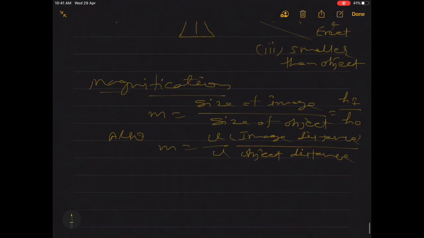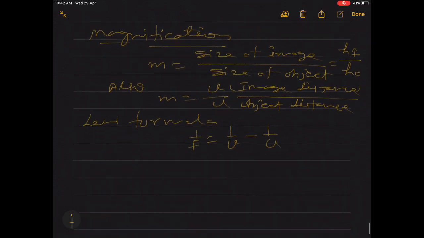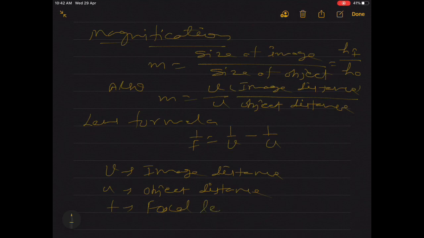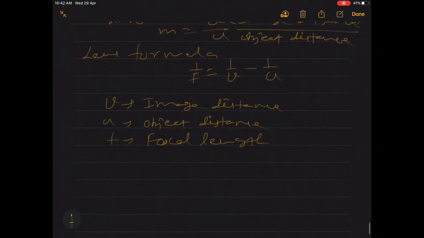Then we have the lens formula: 1 upon f is equal to 1 upon v minus 1 upon u, where v is image distance, u is object distance, and f is focal length.